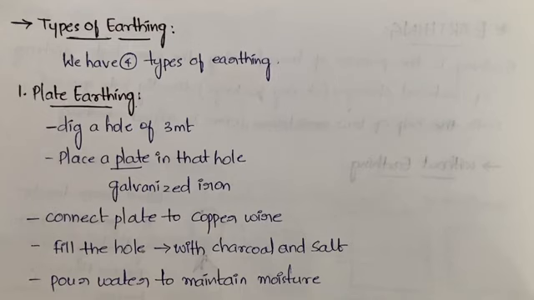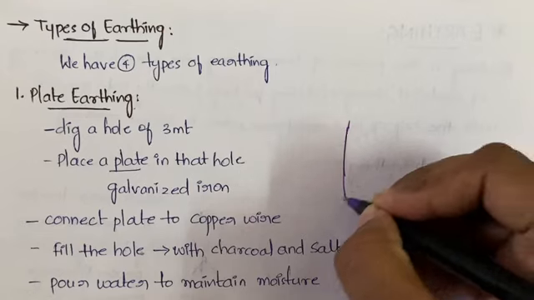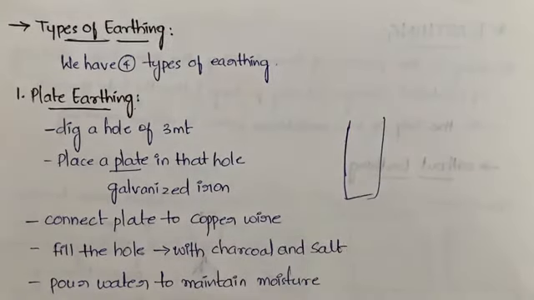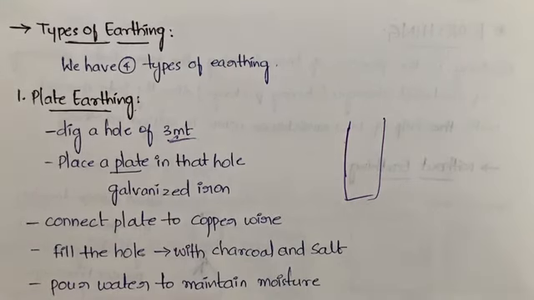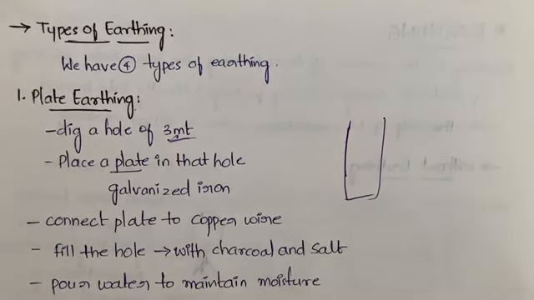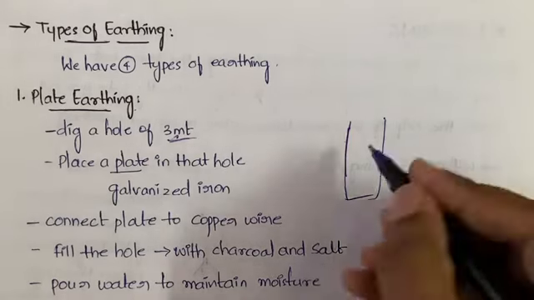So we have 4 types: plate, pipe, rod and strip. The first one is plate earthing. For this, you need to dig a hole inside the ground. The hole has to be 3 meters deep. Next, you should place a plate inside that hole.